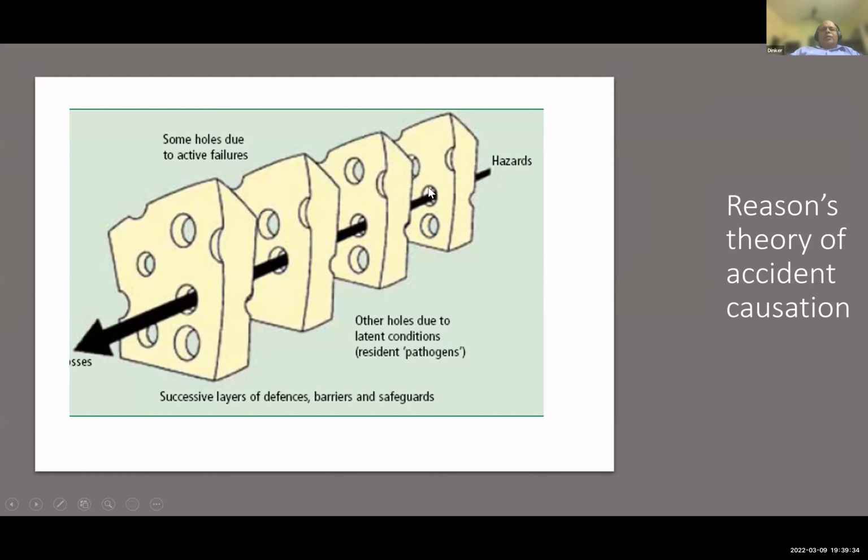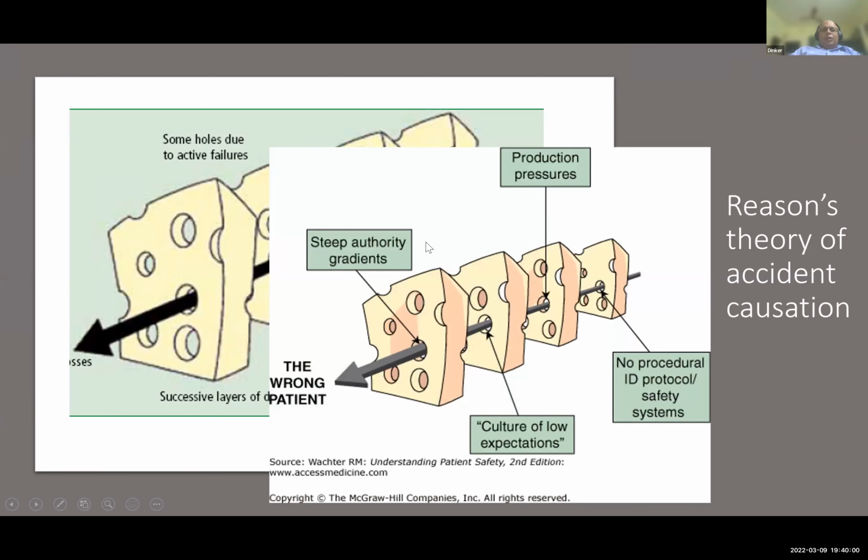So there are hazards at every level, and how we prevent those hazards from turning into actual errors is what is important. As long as the holes are not lined up, we may have occasional latent conditions which may cause error, but because it is blocked further down the line, they don't actually translate into errors. However, sometimes it does happen that all the holes align, in which case you end up with an error at the end of it. So, for example, various layers can be labeled like this.